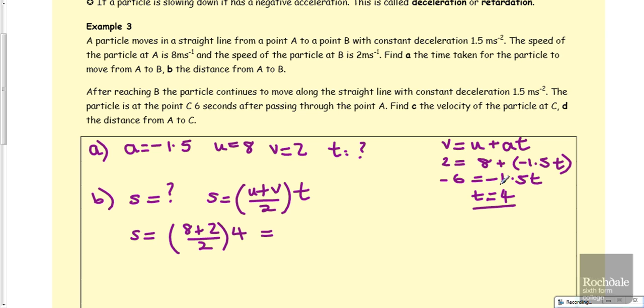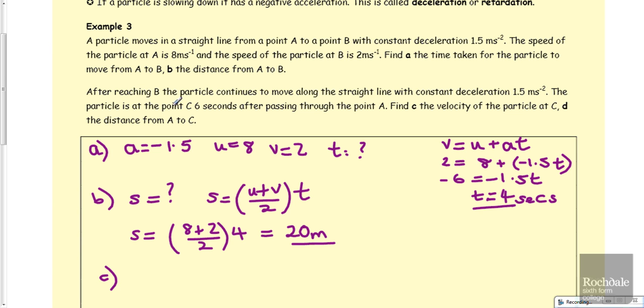Sometimes I try and avoid using values I've just worked out in case I've got them wrong, but in this case I'm fairly confident that I've got that right. So if we work that out, that works out to be 20, and we're in standard units, so it's 20 metres. I should really have said here seconds, so I'll add that on.